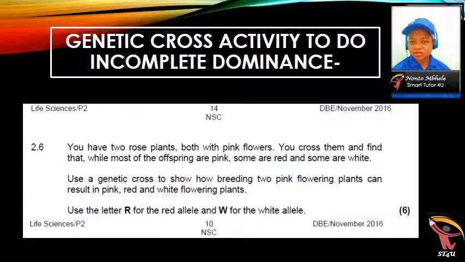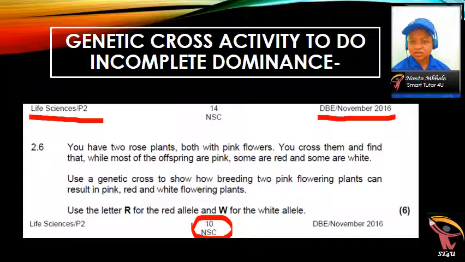I want you to do this one. You'll note that this one is taken from the November 2016 final exam, paper 2 for the NCS exam. So this is what you're going to do for me. You have 2 rose plants, both with pink flowers. You cross them and find that while most of the offspring are pink, some are red and some are white. Use the genetic cross to show how breeding two pink flowered plants can result in pink, red and white flowering plants. Use the letter big R for the red allele and W for the white allele. Please do that for me.